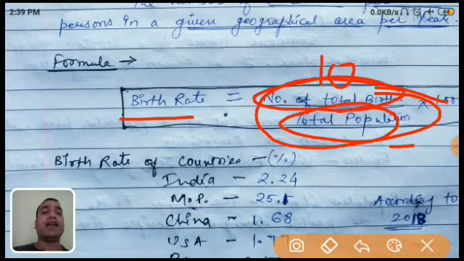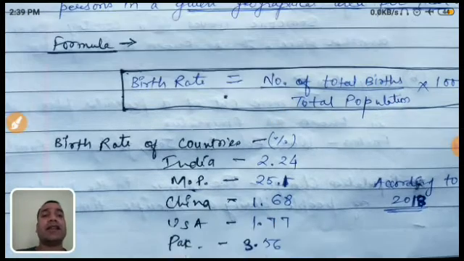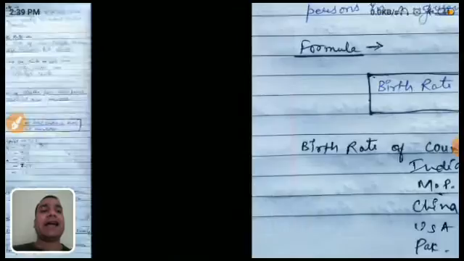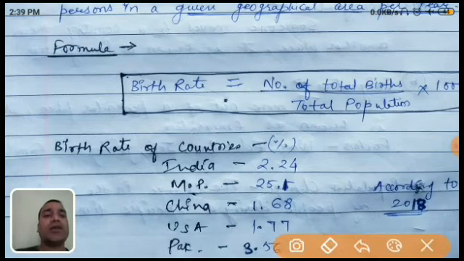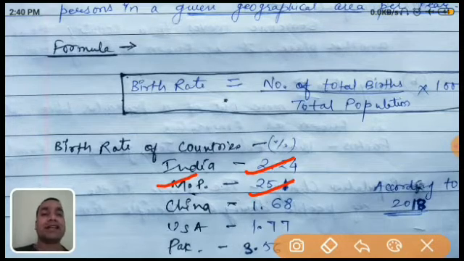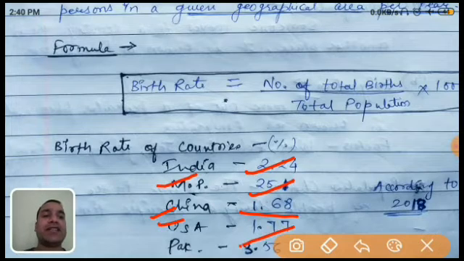Now see some birth rates of other countries. If I'm talking about India, it is having 2.25%. In MP it is 25.1. Yes, it differs, it differs from each geographical area. It is not the same, it is not uniform in all places. It depends on place to place. China is 1.68, USA 1.77, Pakistan 3.56.